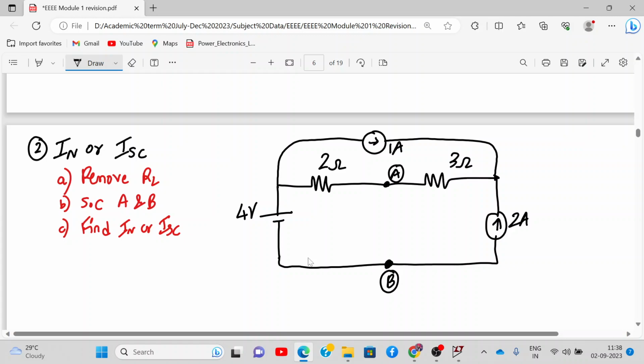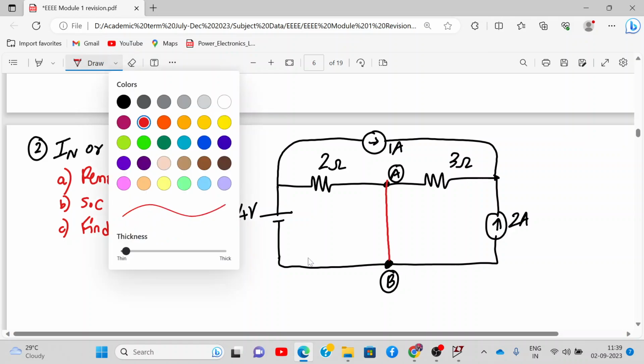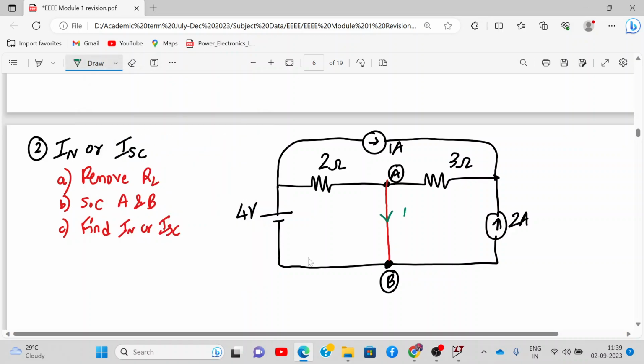Between point A and B, remove RL. I have removed RL and short circuited it. Short circuit means this. And then find the current. So this is the current, IN. This current I need to find out. Now how will you solve this, using mesh or nodal analysis? What do you see over here? Do you see 3 loops? Yes. So this is I1, this is I2, and this loop 3, I3.